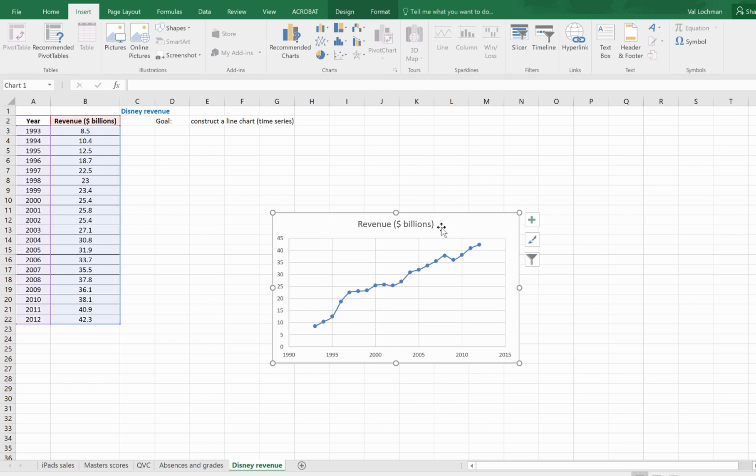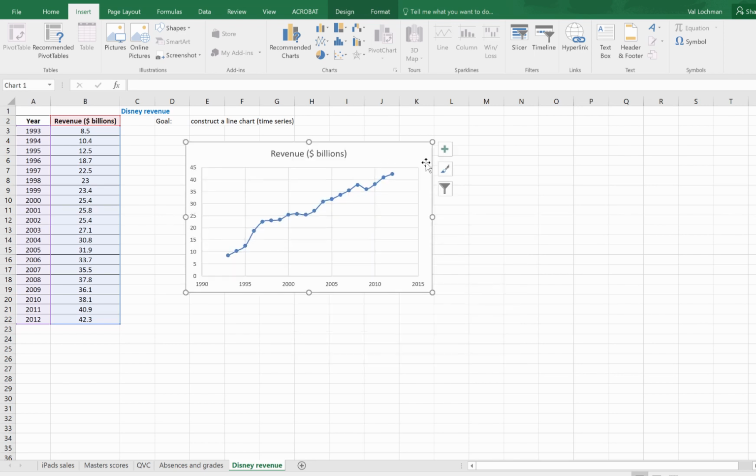So here's your revenue of the Disney company as we go from 1993 to 2012. It's a nice, easy way to see that the revenue is going up. It looks like something was happening over here. Well, we know what was happening in 2008, right? If you don't, look it up. So something happened over here, but overall the trend is that the revenue is going up.